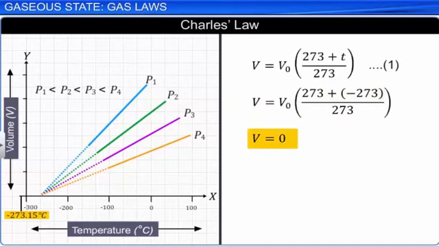The temperature minus 273 degrees Celsius is called absolute zero. This is the lowest temperature that can ever be reached. At this temperature, the molecular motion of gases will stop and the gas will cease to exist.